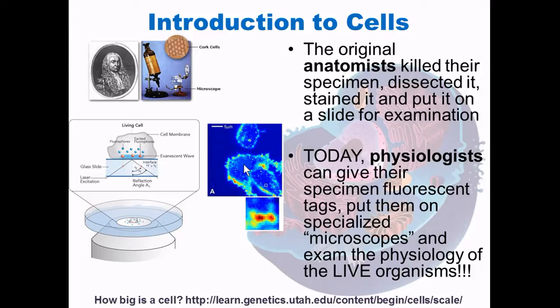If we want to look at the mitochondria, we can label those and see exactly where the mitochondria are. If we want to look at some specific gene expression or some kind of protein that's made by the cell, we can label that one protein. So we keep the cell alive and look at it.